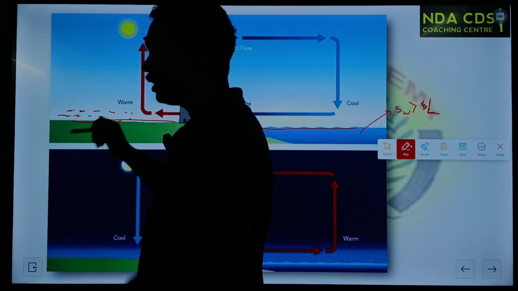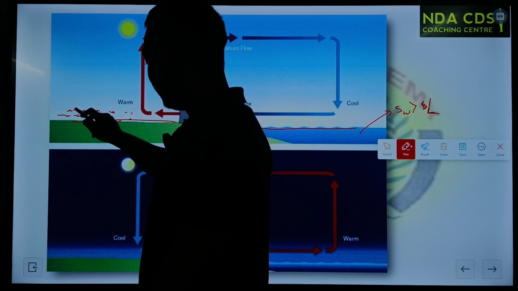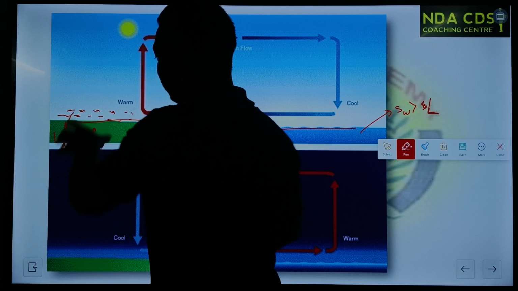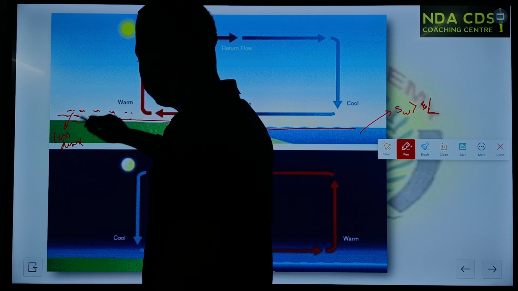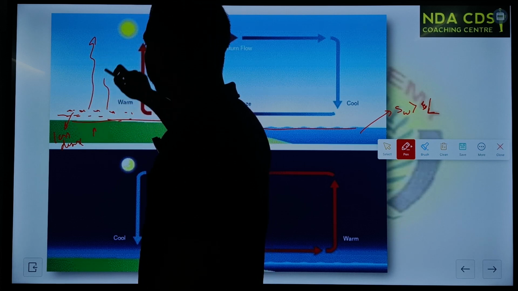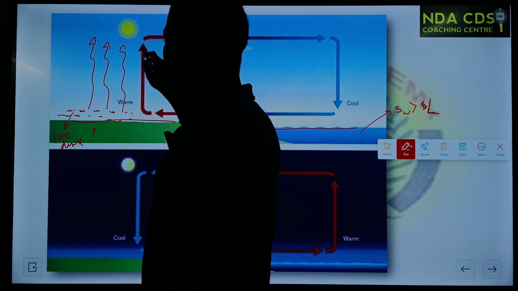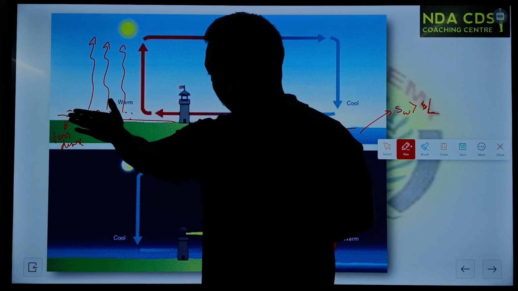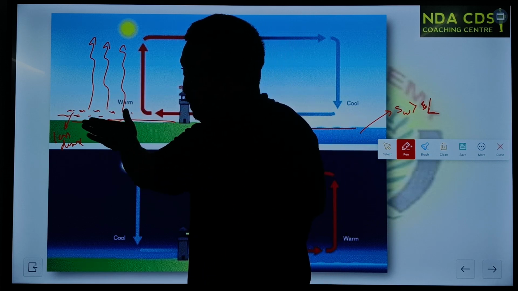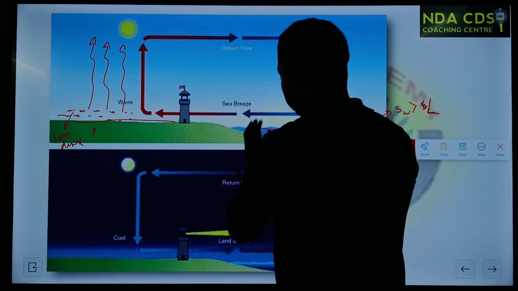These molecules will also get heated up, and since these molecules will get heated up, this will become less dense. इन लोग का density कम हो जाएगा. Since their density has become less, it will go up. All these molecules will go up. See this arrow? Will go up. Now यहाँ पे थोड़ा खाली जगह हो गया because there is no particles anymore. So what will happen?